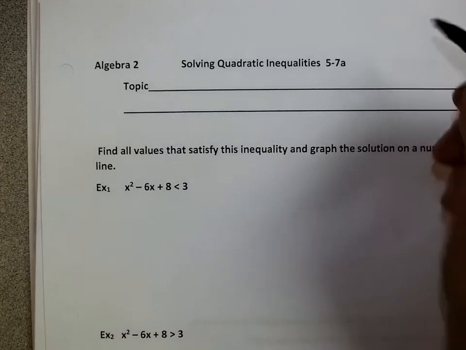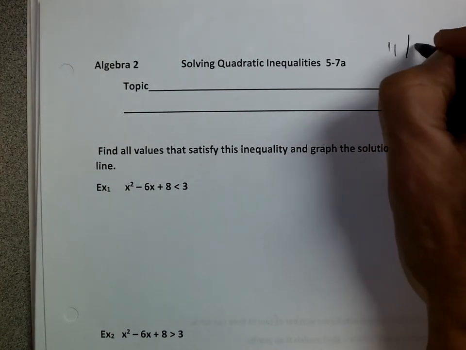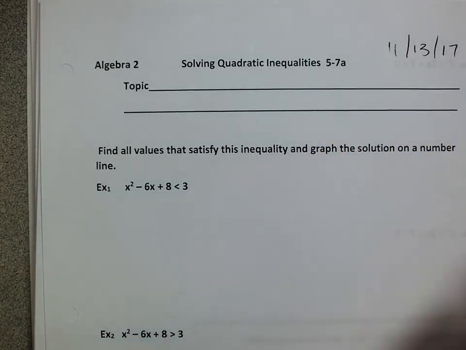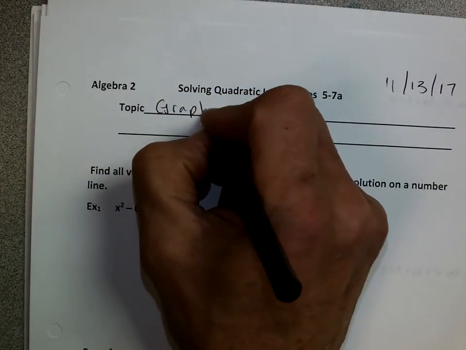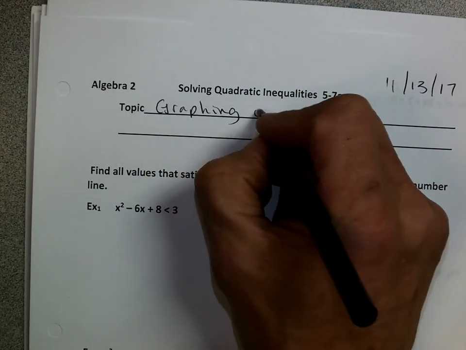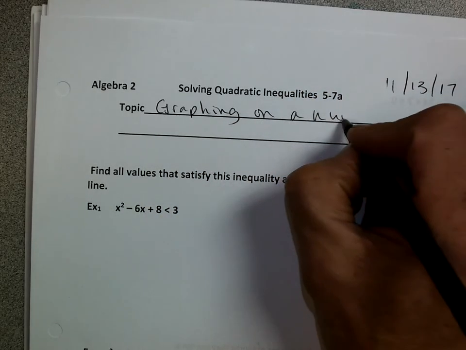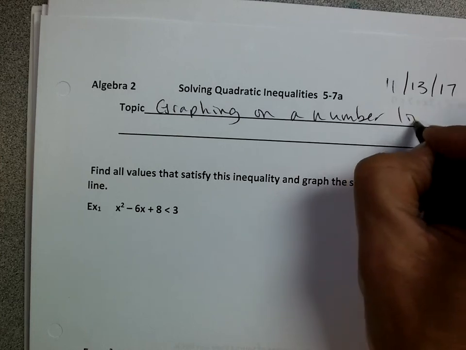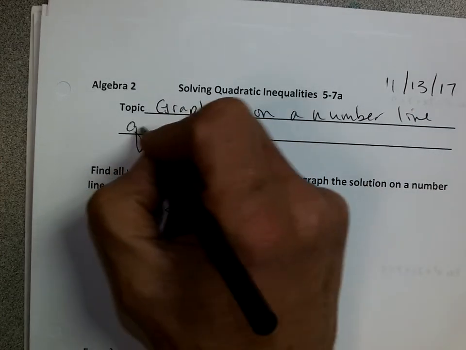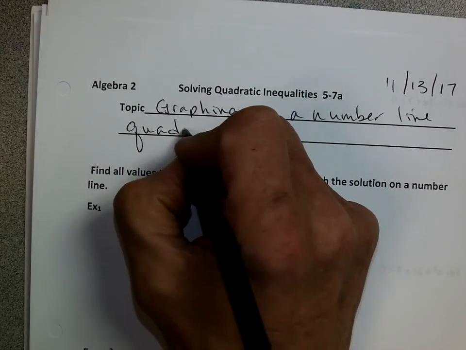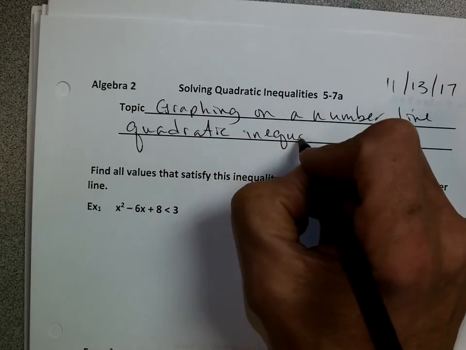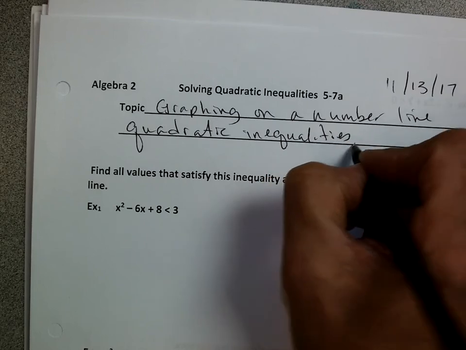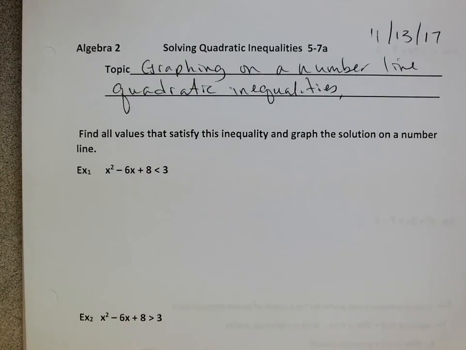So today, 11, 13, 17. What we're going to do is we're going to be graphing on a number line quadratic inequalities. Okay? Graphing on a number line, quadratic inequalities.